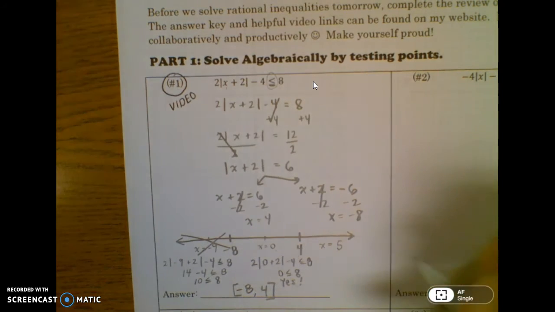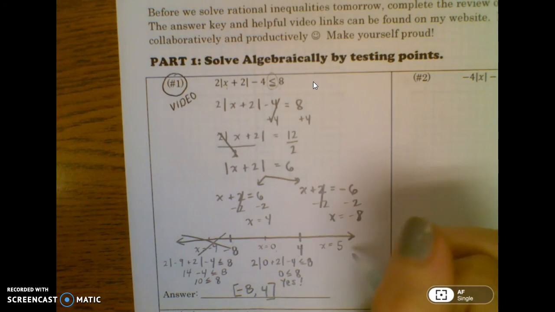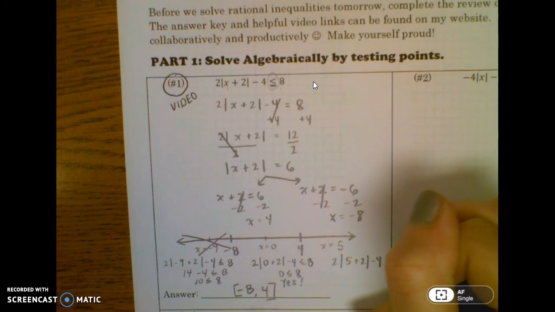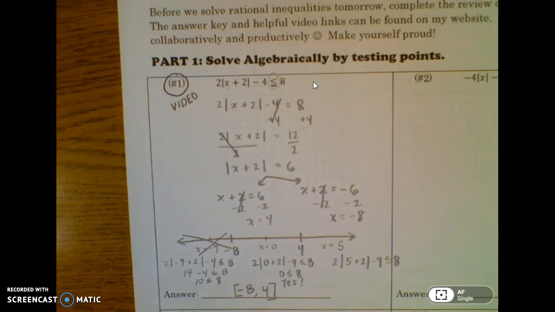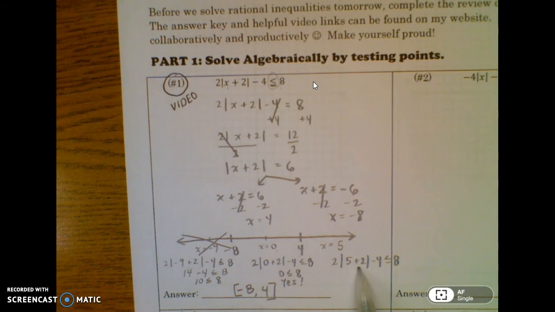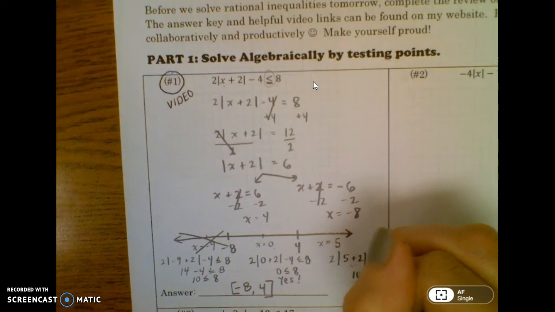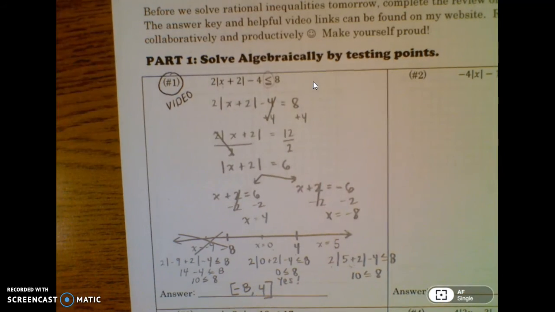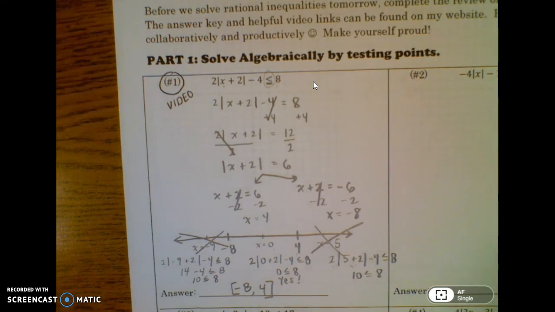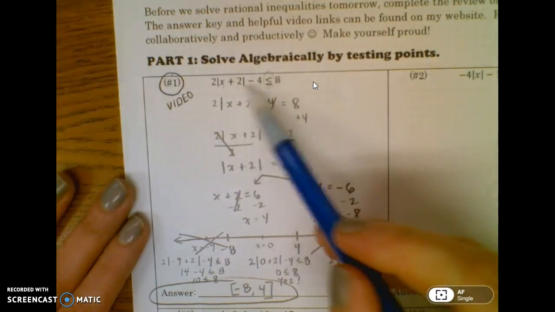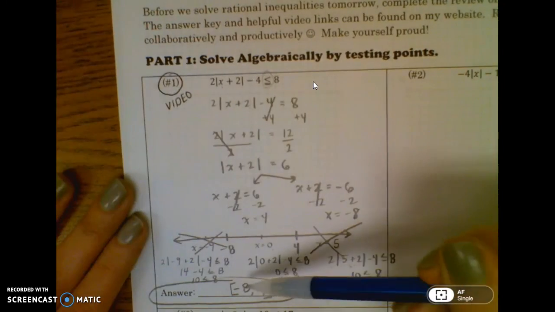And then I'm going to test the last interval. I'm testing 4 to infinity with the test point negative 5. Nope, positive 5. So 5 plus 2 minus 4, is that less than or equal to 8? 5 plus 2 is 7. The absolute value of 7 is still 7. 7 times 2 is 14. 14 minus 4 is 10, which is not less than or equal to 8. So 4 to infinity is not part of my solution set. My answer to the inequality of where is the absolute value less than or equal to 8 is between negative 8 and 4.